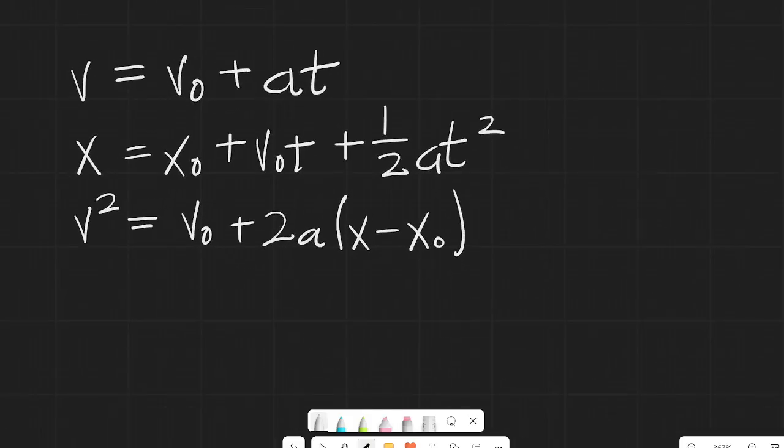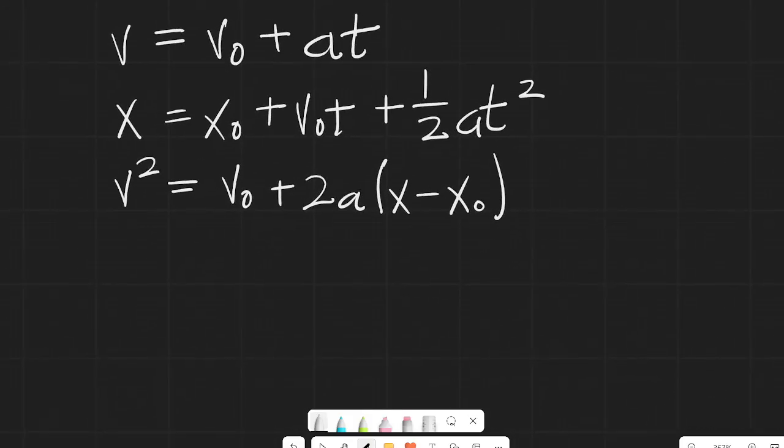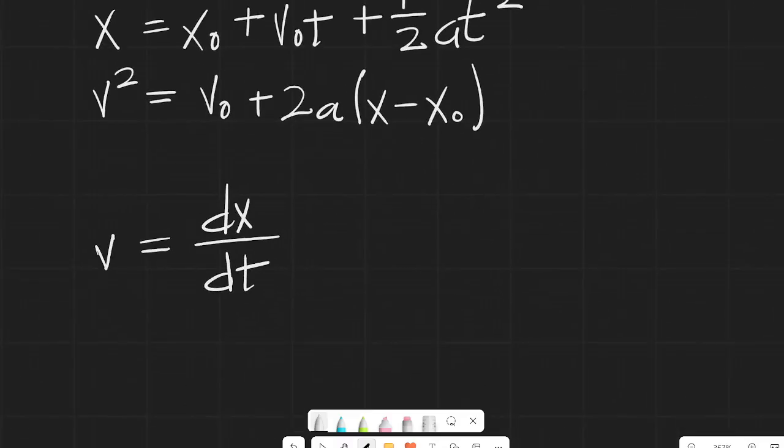A couple more relationships to note involving calculus. We're going to say that the velocity of a particle at time t is going to be equal to the rate of change of the position of that particle at that same time. Similarly, the acceleration of a particle is going to equal the derivative of the velocity with respect to time.